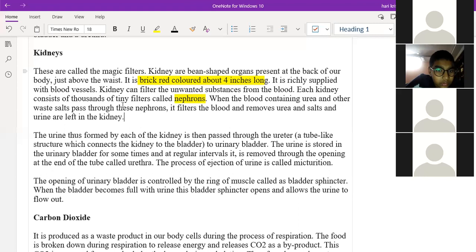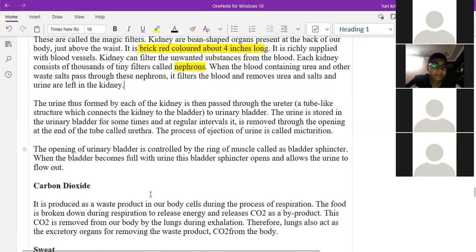Micturition, right? Sir, can you repeat? Micturition. Micturition. Okay. The opening of the urinary bladder is controlled by the ring of muscle called the bladder sphincter. So when the bladder becomes full with the urine, the bladder sphincter opens and allows the urine to flow out.